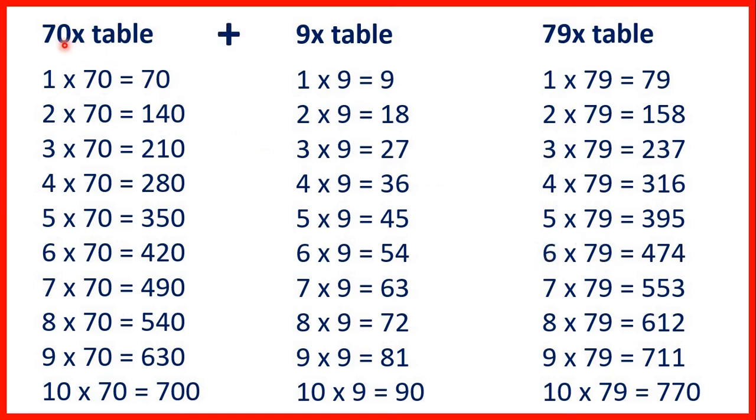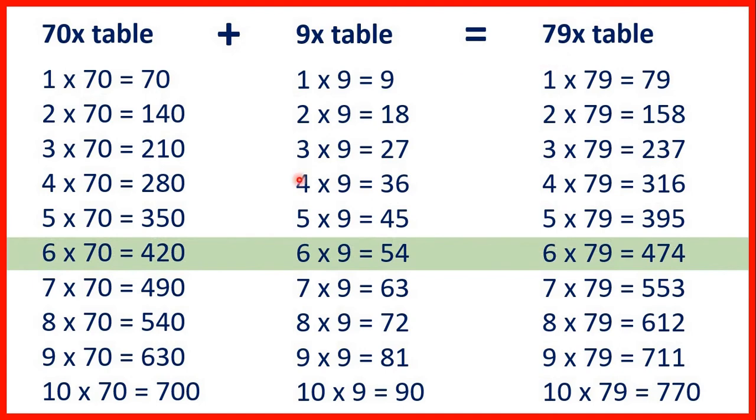Then our next question was 79 times 6, which is the same as 6 times 79. Again, if we add the 70 times table and the 9 times table, we get the 79 times table. So we could work out 6 times 70 and then 6 times 9, and adding up those answers gave us the answer to 6 times 79.